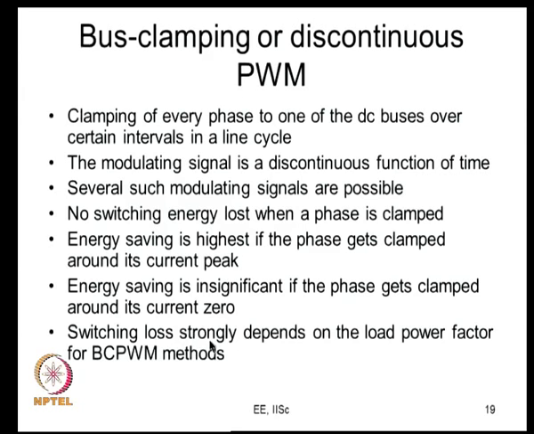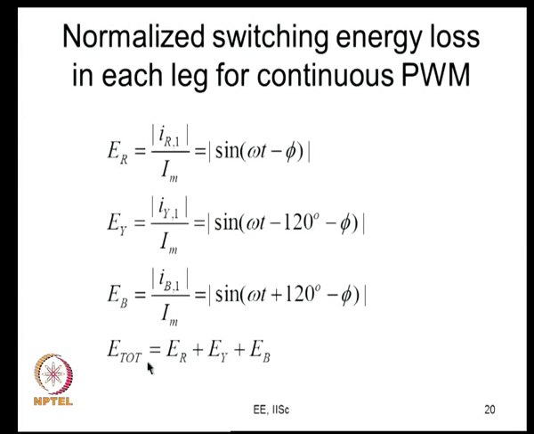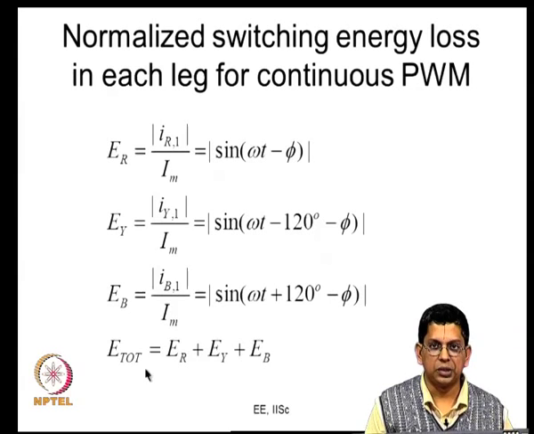So, switching loss depends strongly on the kind of modulating signal you use. When you are using bus clamping PWM, it will vary from one PWM to another, and also from one power factor to another. The point is, for a given power factor you will have to know what is the right kind of modulating signal that will minimize it. That is what we need to do. We can start looking at some examples. For example, we will look at unity power factor and see what is best, then certain other power factors, and then we will try to go about generalizing it in some sense.